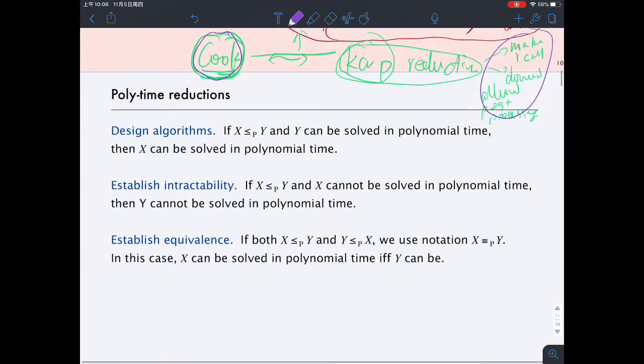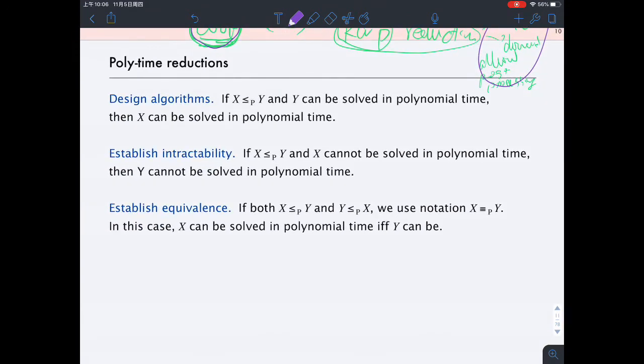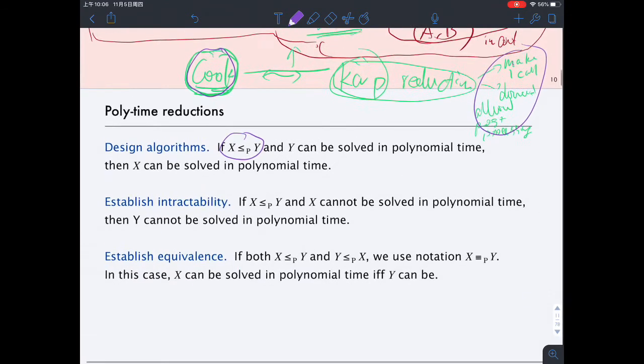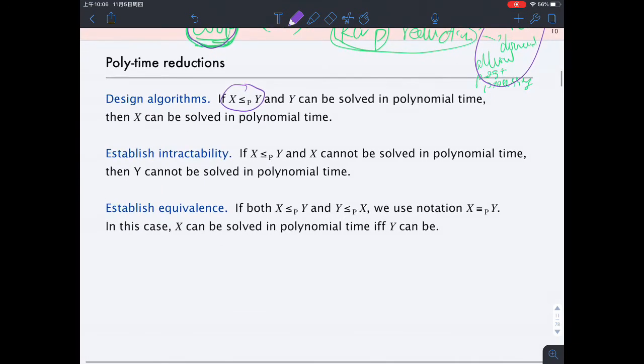So now, why do we care about the reductions? There are three main reasons we do care about the reductions. When I say care about the reductions, why do I want to establish that x is reducible to y, or the other way around? So basically, there are three reasons.